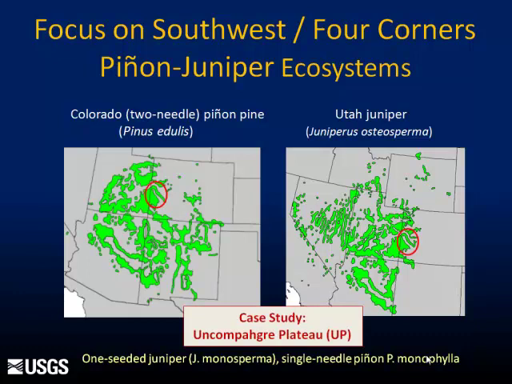And again, I'll focus a little bit on the Uncompahgre Plateau. This is about a 600,000 hectare landscape in western Colorado. About 250,000 hectares or so are covered by Piñon-Juniper ecosystems. And it sits on the eastern edge of the Colorado Plateau.